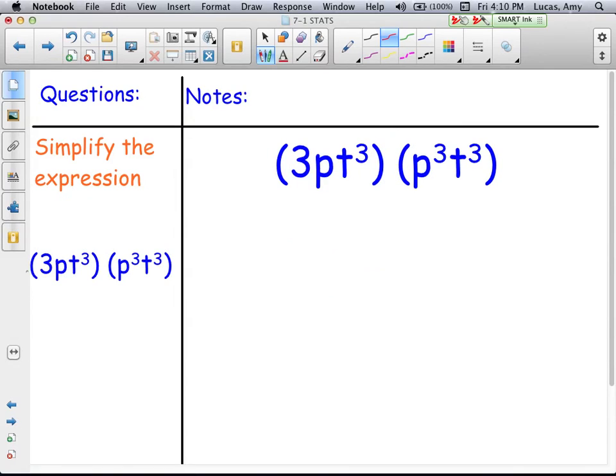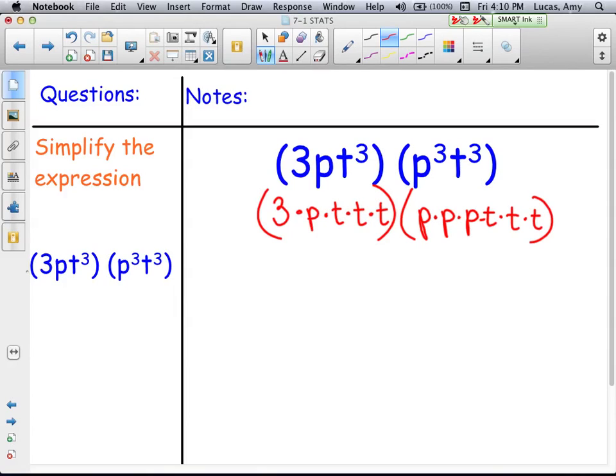This next one, 3 times p times t to the third power, times p to the third power, times t to the third power, would look like this. So I only have one coefficient, the number 3. If I count how many p's I have, 1, 2, 3, 4 p's. So p to the fourth power, and then t, 1, 2, 3, 4, 5, 6. So t to the sixth power.